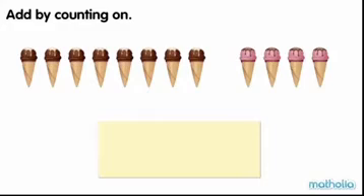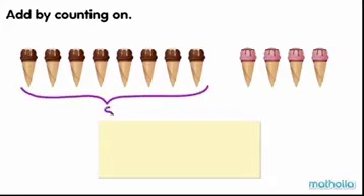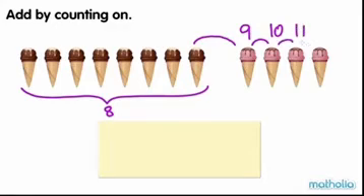How many ice creams are there altogether? There are 8 chocolate ice creams. 8, 9, 10, 11, 12. There are 12 ice creams altogether.